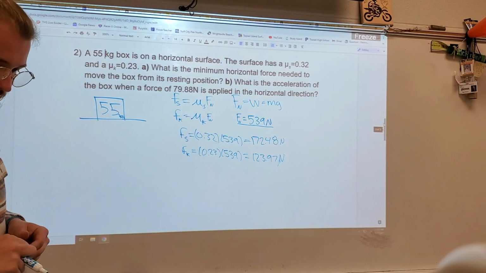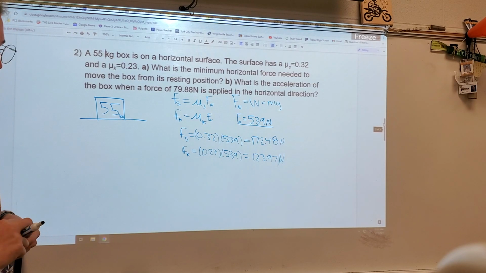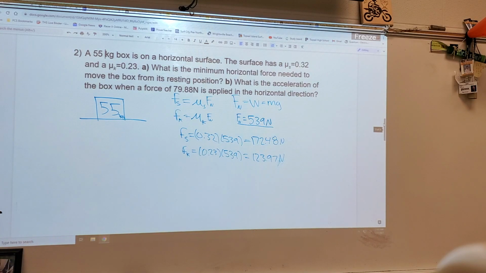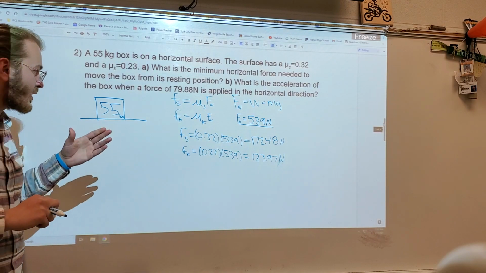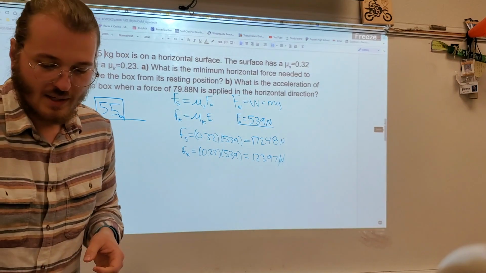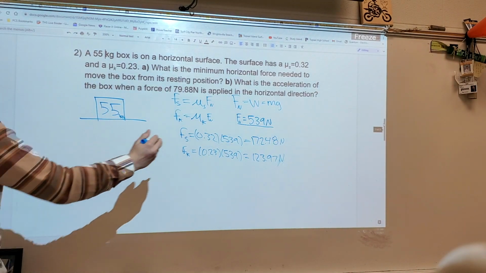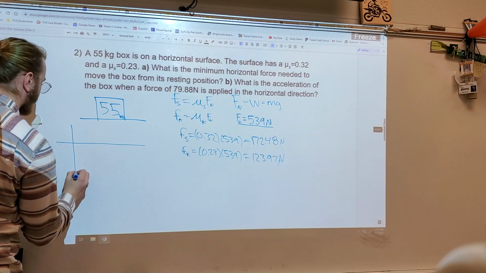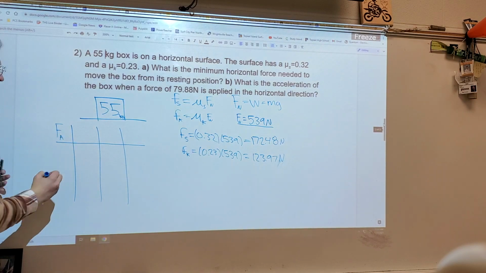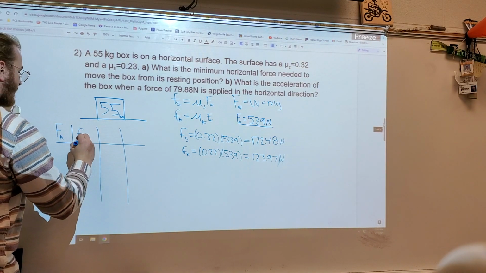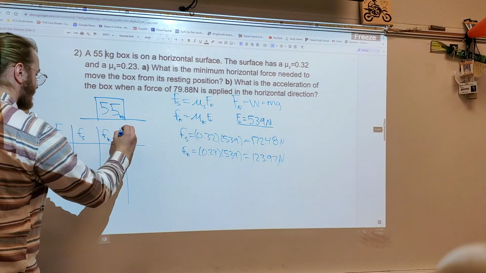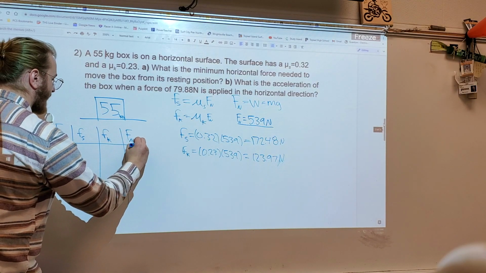Now, again, tell me, what is the difference between static friction and kinetic friction? Good job, yes. The static friction needs to be overcome for the kinetic friction to actually start happening. So let's draw a table right here and let's show that. We have our force applied, whatever that may be, our static frictional force, our kinetic frictional force, and then our net force that the object feels.